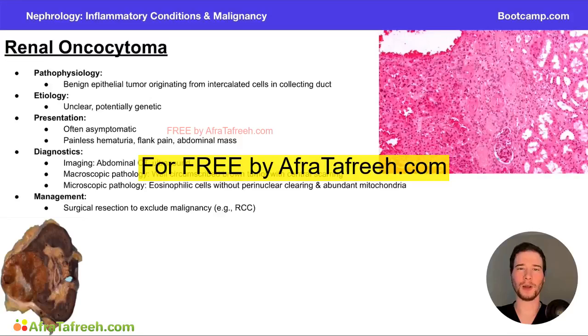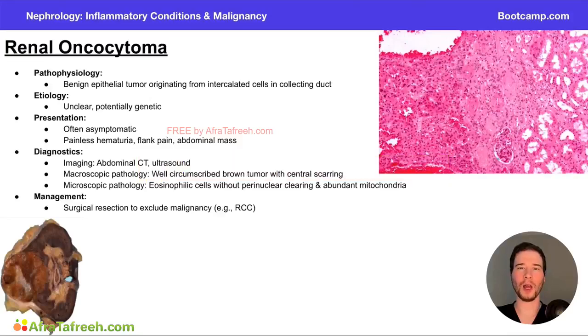All right, in this next video, we are going to talk about something called a renal oncocytoma. So renal oncocytoma is another type of tumor, but I really want to highlight here, this is a benign pathology. This is something that has a really good prognosis overall. Now, an oncocytoma is formed from oncocytes, which are types of epithelial cells that have an excessive amount of mitochondria.